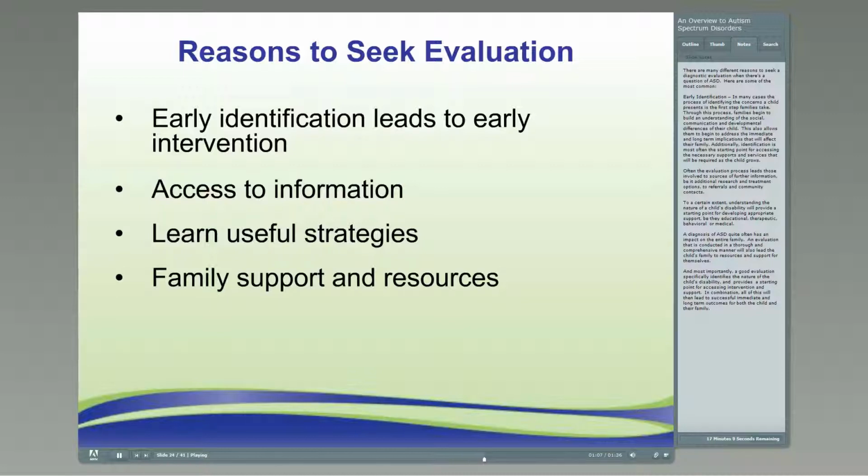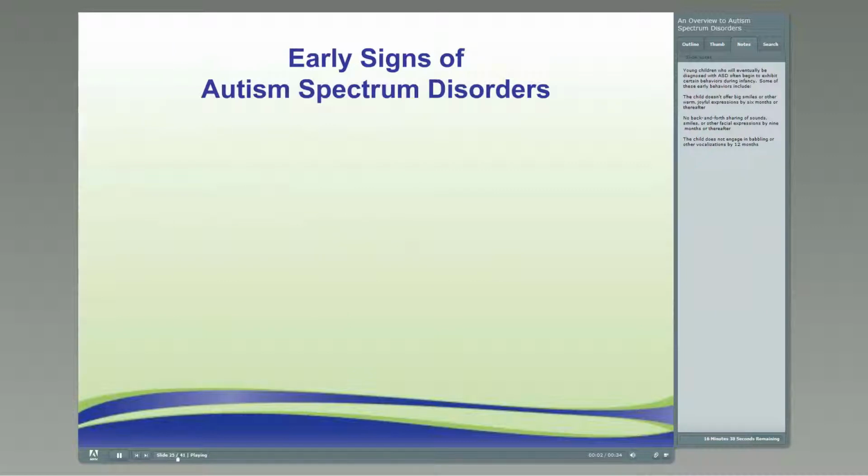An evaluation that is conducted in a thorough and comprehensive manner will also lead the child's family to resources and support for themselves. And most importantly, a good evaluation specifically identifies the nature of the child's disability and provides a starting point for accessing interventions and supports. In combination, all of these things will then lead to successful, immediate, and long-term outcomes for both the child and their family.